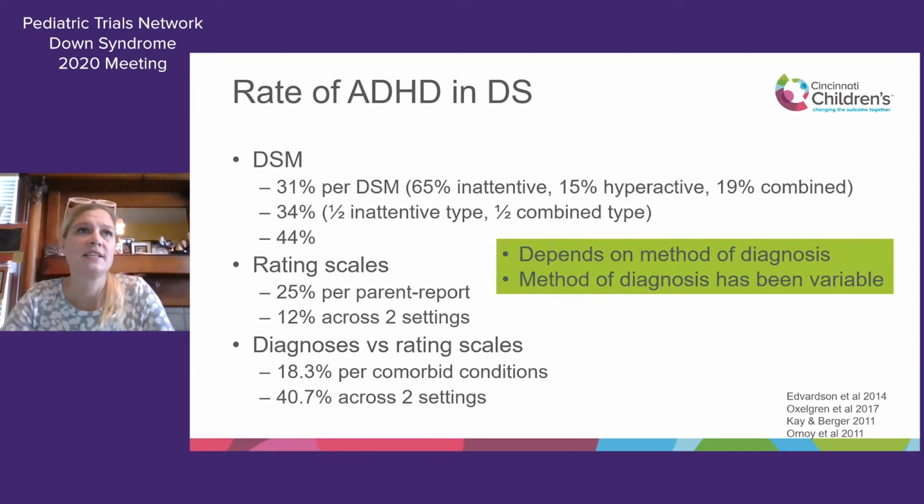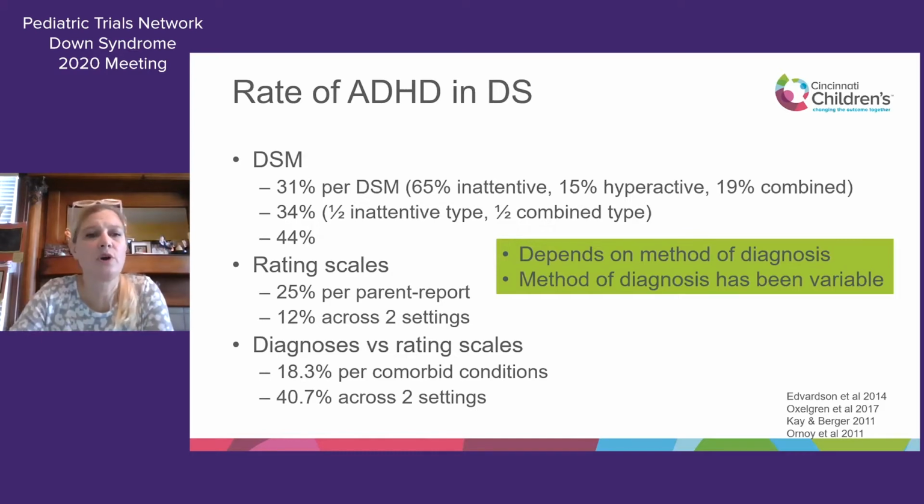Something that we need to consider, though, is how we're making those diagnoses. The prevalence of ADHD could depend on the method of diagnosis that we're using, and the method of diagnosis has been variable in the literature. The literature that is using the Diagnostic Statistical Manual is pretty consistent between 30 and 45% as a reported prevalence of ADHD in individuals with Down syndrome.